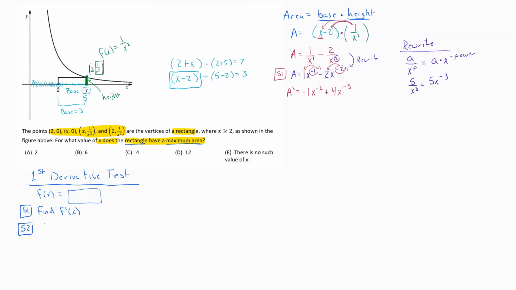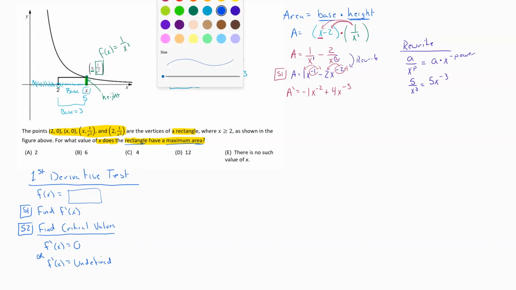Now on to step 2. I need to find my critical values. So critical values occur when two things happen. They occur when my first derivative equals 0 or when my first derivative is undefined. And I always have to worry about that undefined situation whenever I've got a fraction and I have to concern myself with where I would get division by 0.